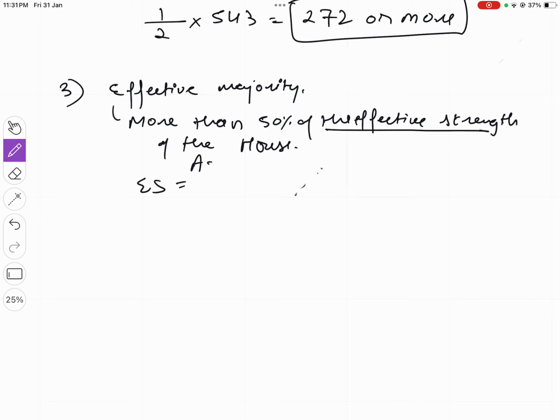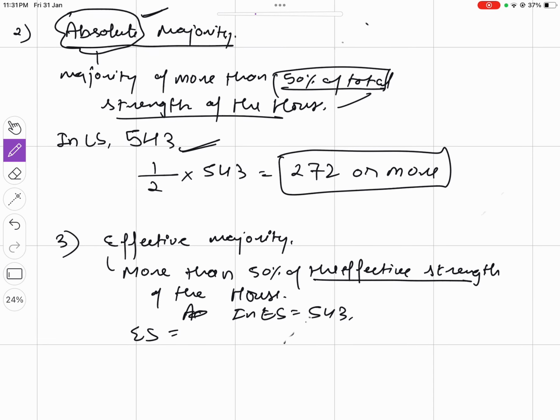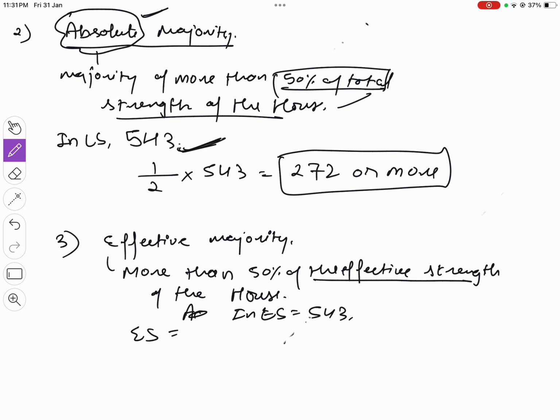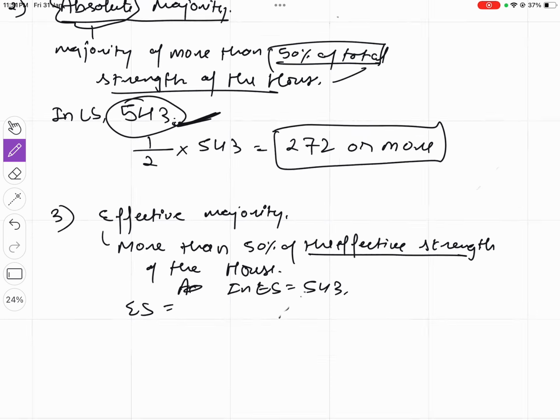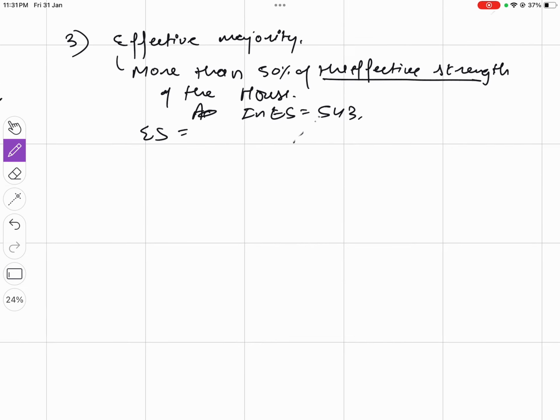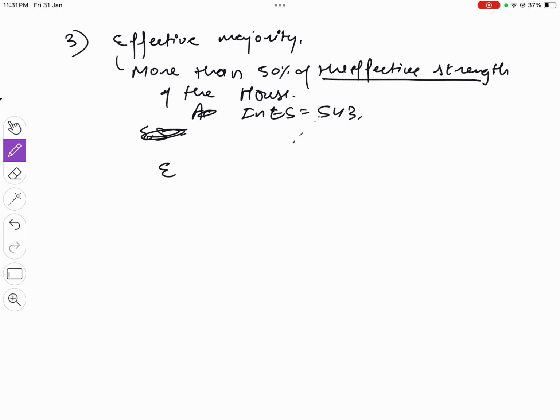In absolute, we know in Lok Sabha we have 543 members. Absolute majority is 50% of total strength. We have 543, then half of 543 is the absolute number. But effective majority says: total seats, here you subtract vacancies. So 543 is your total seat and vacancies you are subtracting.